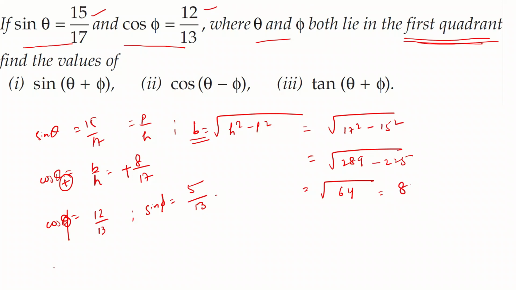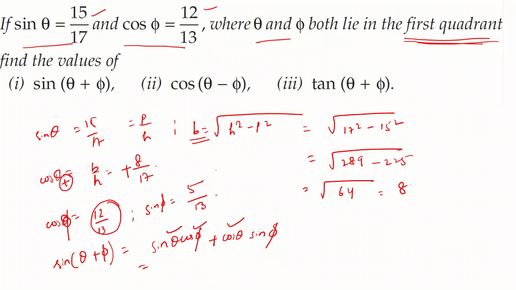Now they are asking us to find out the value of sine theta plus phi. So first of all, we apply the formula: sine theta plus phi is sine theta cos phi plus cos theta sine phi. Now you see, you know the value of each and everything. Sine theta was already given to you. Cos phi was also given to you. Cos theta we have found out to be 8 by 17 and sine phi we have just found out to be 5 by 13. You plug in these values and find out the answer.